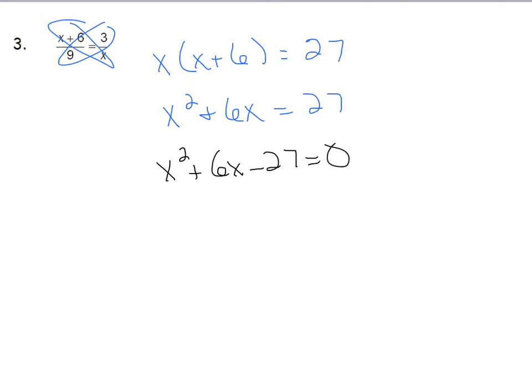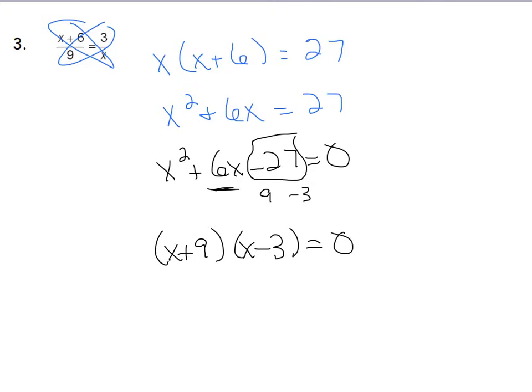Now, if you remember, I'm looking for multiples of negative 27 that add to equal a positive 6. That is a 9 and a negative 3. So this should be x plus 9 and x minus 3 equals 0. So you have two solutions. To make this 0, we have a negative 9. To make this 0, we have a positive 3.